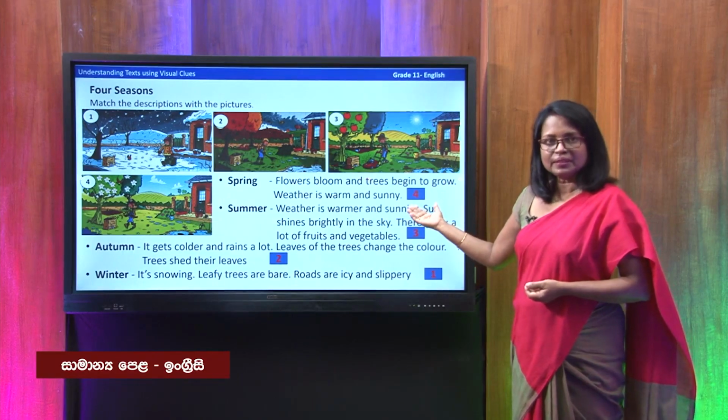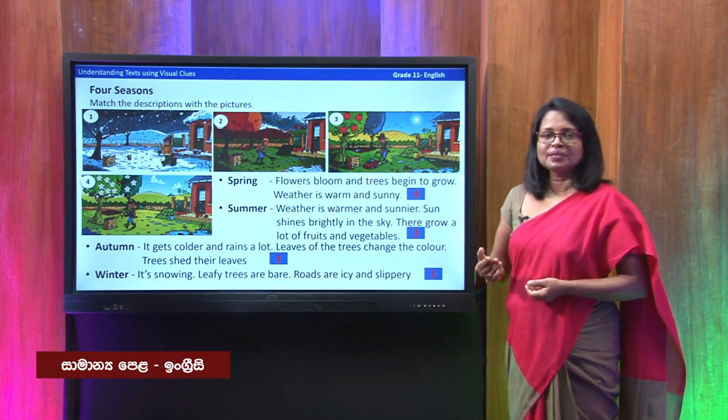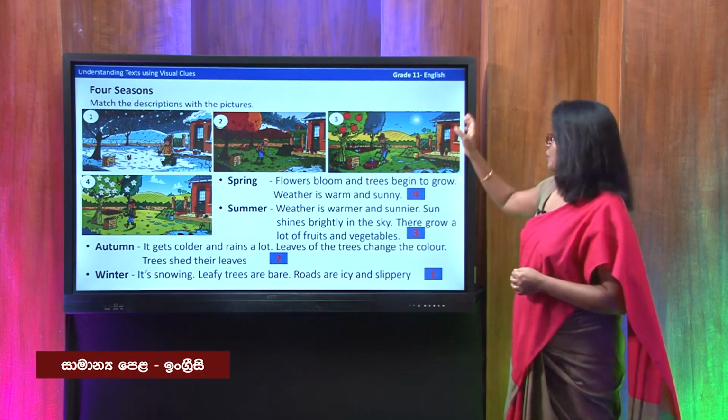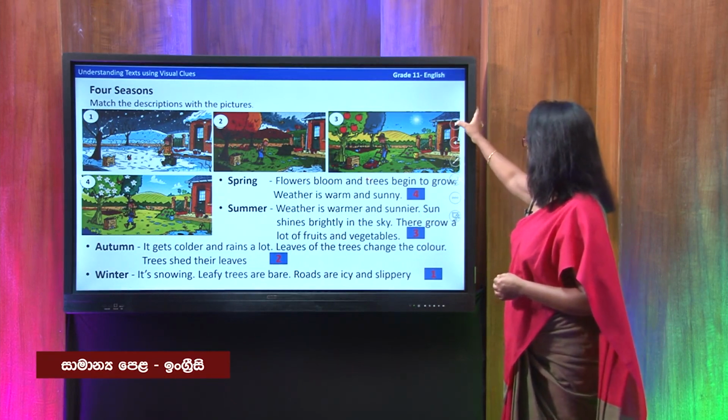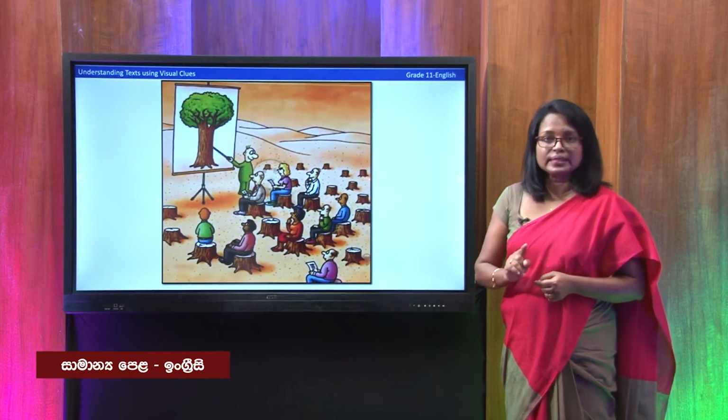With this activity, we come to the end of today's lesson. In today's lesson, we learned how to make use of visual clues to understand the meaning of a text. Okay, children, before we wind up, let me show you one more picture. This picture speaks 1,000 words. Hope you can understand the message conveyed by this picture. Study it carefully. So, my dear children, remember to plant a tree during your stay at home.